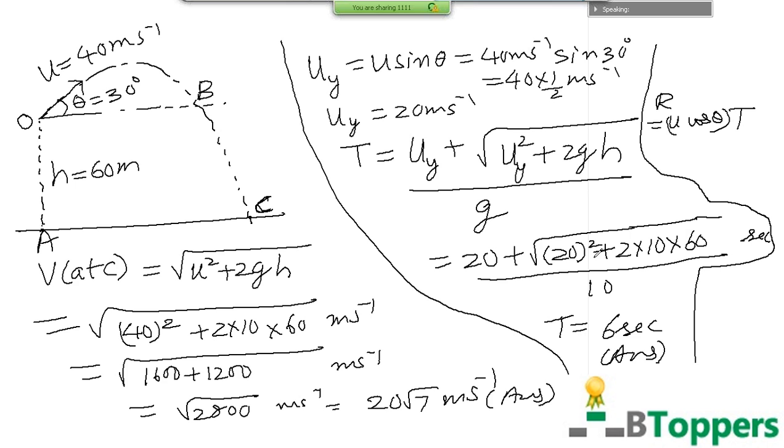So if you want to copy the solution of the problem, you can copy it down. In case you need more time to copy the solution of the problem, you can pause and take your time.